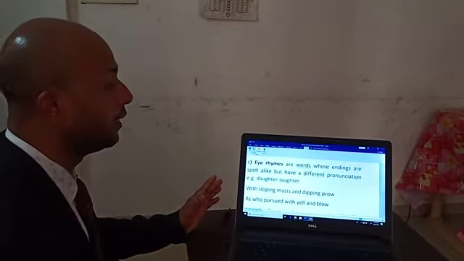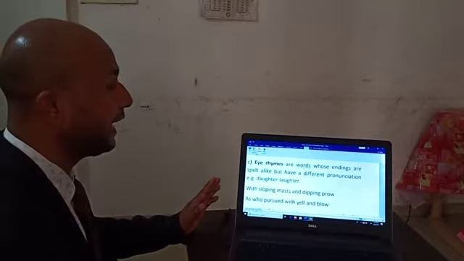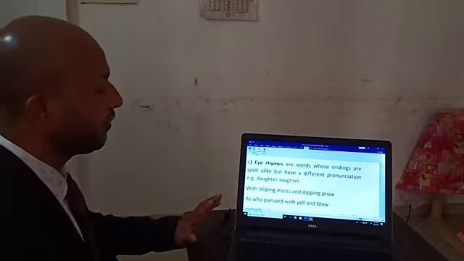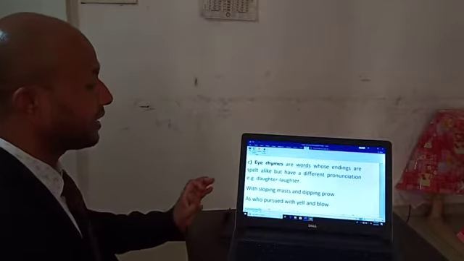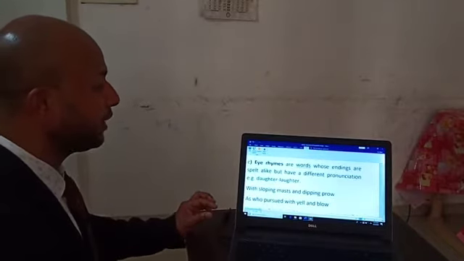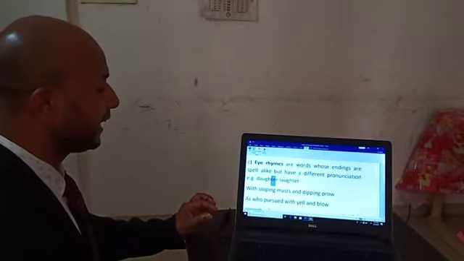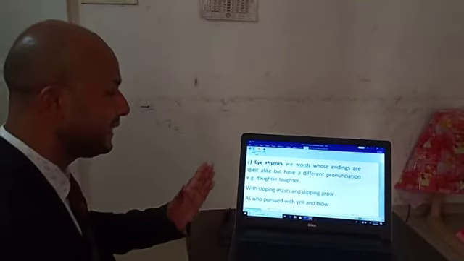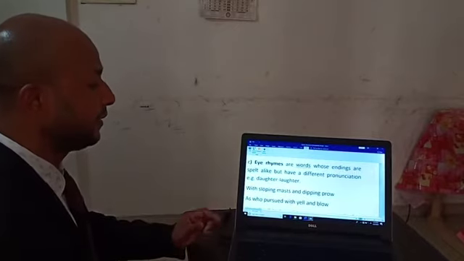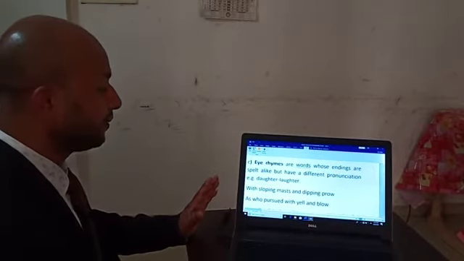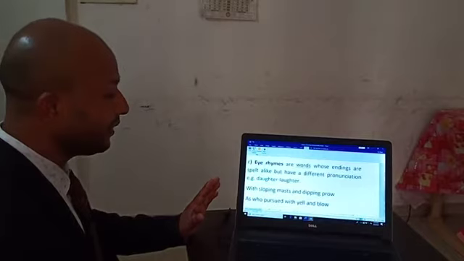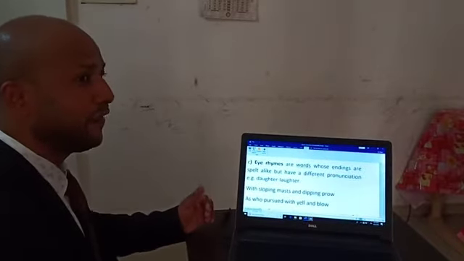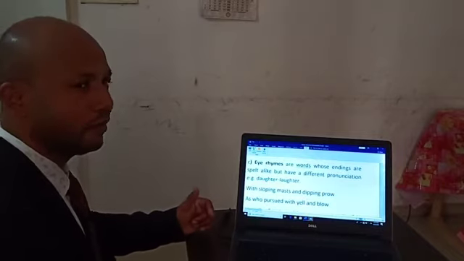Eye rhymes are words whose endings are spelled alike but have a different pronunciation. Example, daughter, laughter. These are eye rhymes. These are called eye rhyme because the spellings are more or less the same. In both the words, G-H-T-E-R is used. The spellings are similar, but the pronunciation is different. This is what I want to tell you.